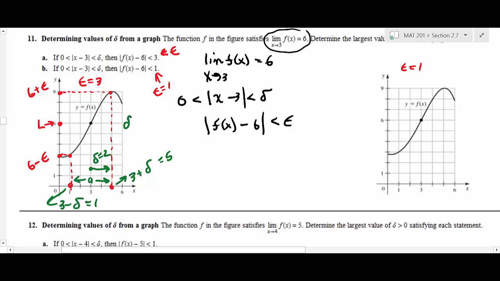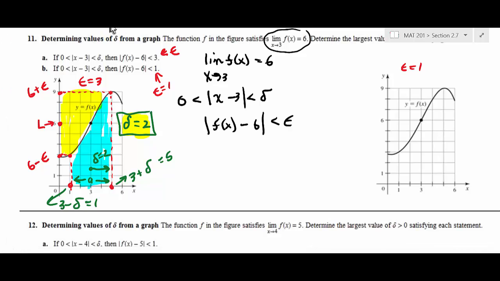So we would conclude that delta equals 2 is the largest value, and if delta is smaller than 2, then we're guaranteed to be within that belt. Again, this is your epsilon belt right here, and your delta belt would be this region and here like that. Okay, so that's what you should have come up with.